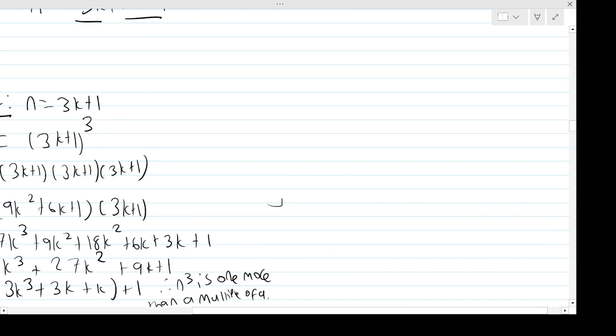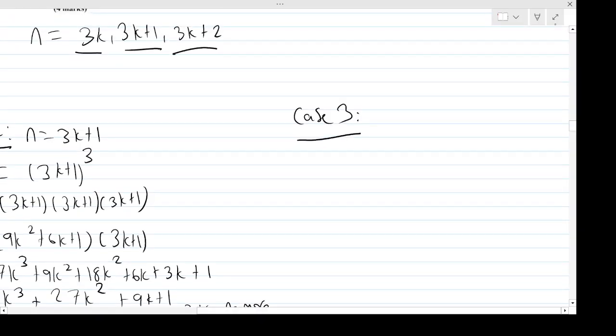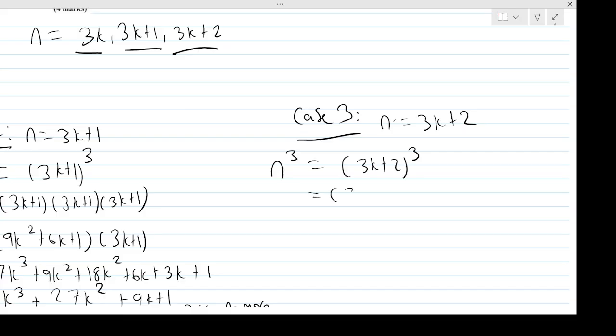Okay. So case 3 then. So we discussed if it's a multiple of 3 or 1 more. Well, the only other case is if it's 2 more than a multiple of 3. And there we are. So then n cubed, which is what we're considering, is going to be (3k plus 2) all cubed. That's going to be 3k plus 2 times by itself 3 times.